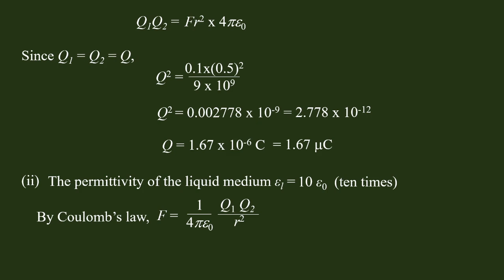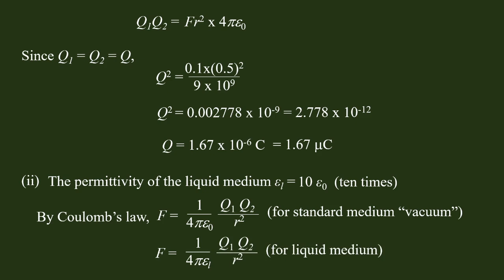For a medium other than vacuum, we use the permittivity of that medium, epsilon, instead of epsilon naught. For the liquid medium, F is equal to 1 by 4 pi epsilon, q1 q2 by r square. In vacuum we use 1 by 4 pi epsilon naught, and for the liquid, we replace epsilon naught with epsilon.